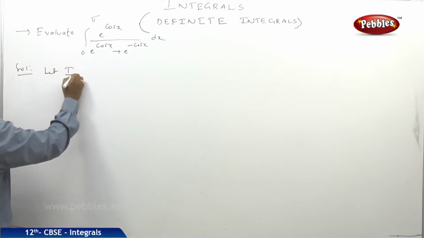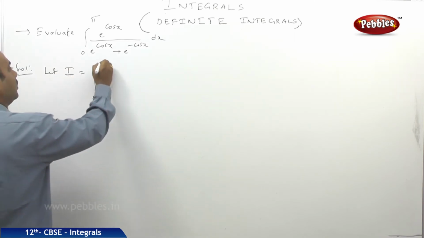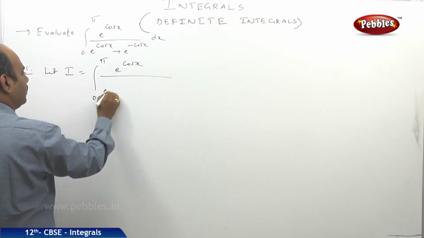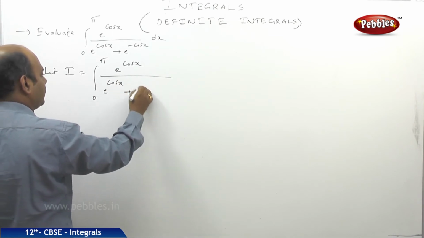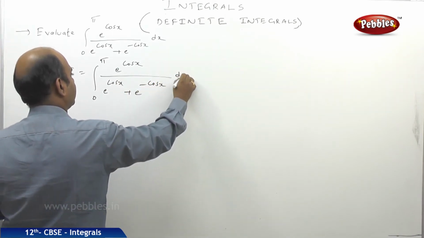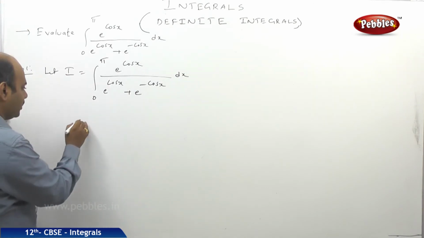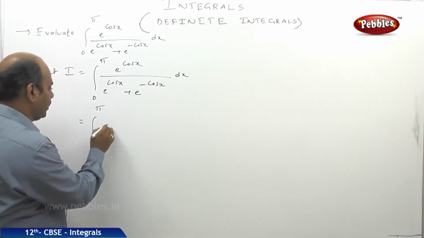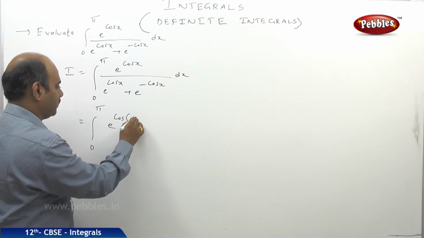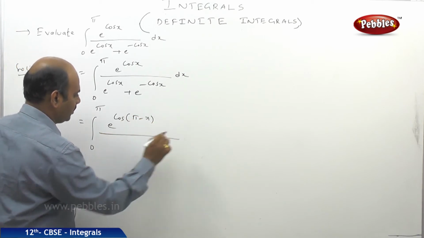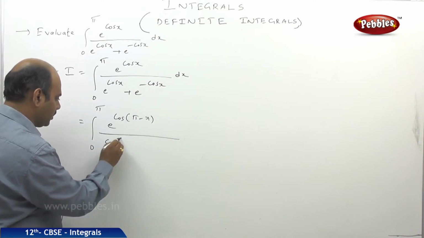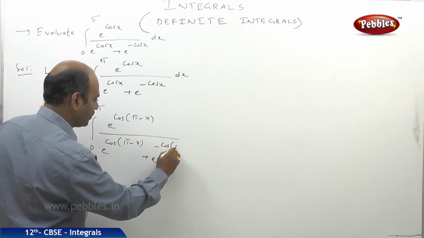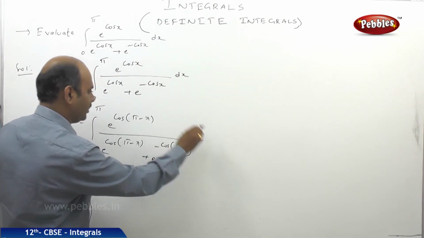I'll be considering this as capital I. Let I be equal to the integral from 0 to pi of e power cos x divided by e power cos x plus e power minus cos x dx. So what happens? That is equal to the integral from 0 to pi. Here also I'll be applying the property cos of, observe carefully, pi minus x divided by e power cos of pi minus x plus e power minus cos of pi minus x dx.